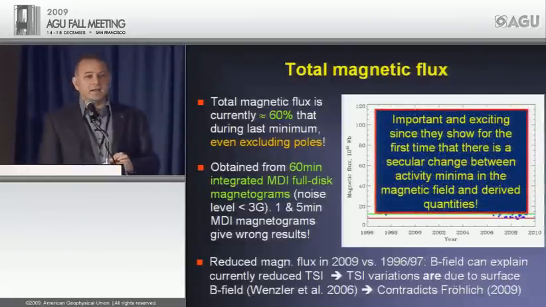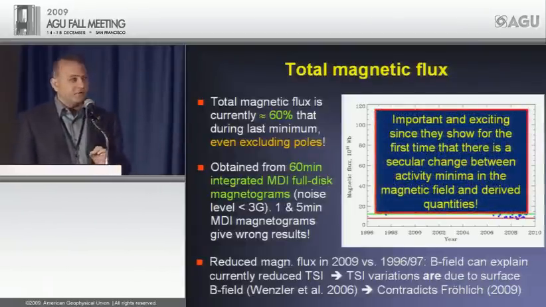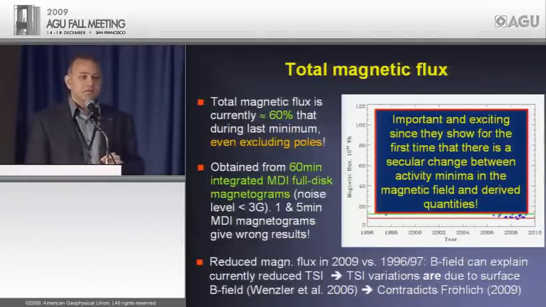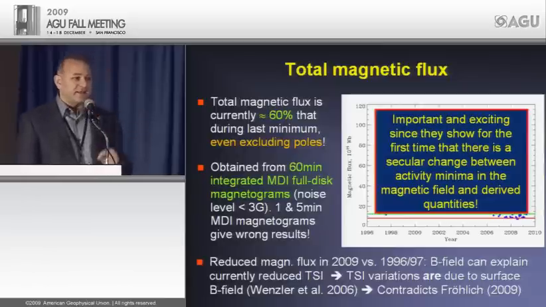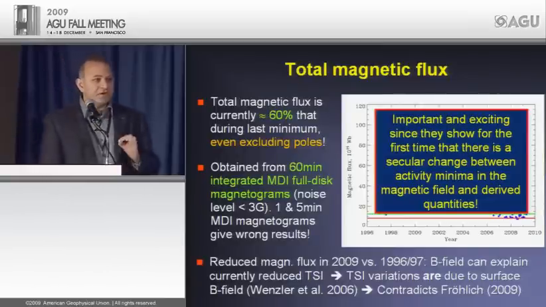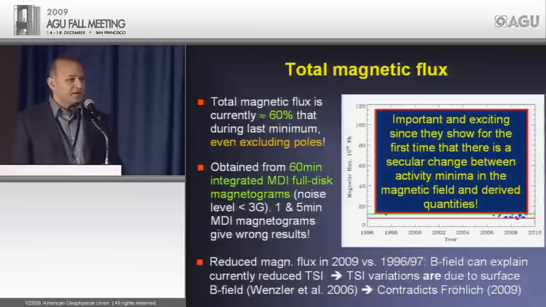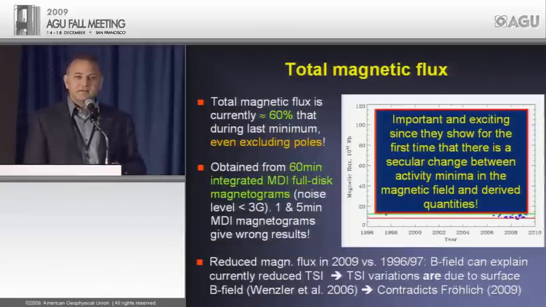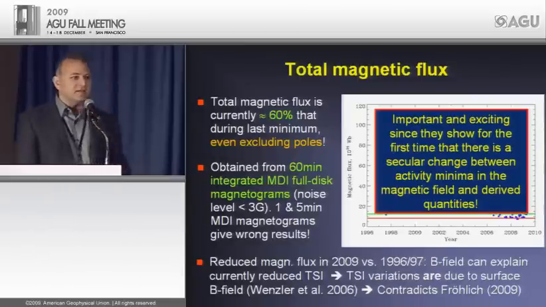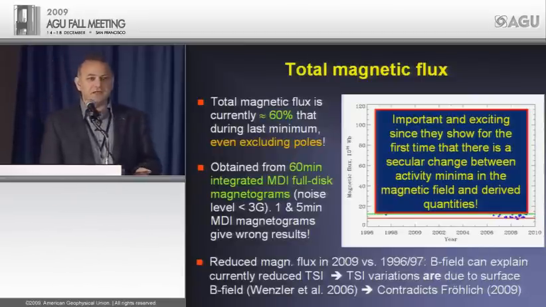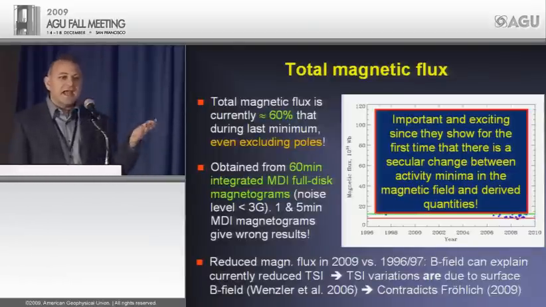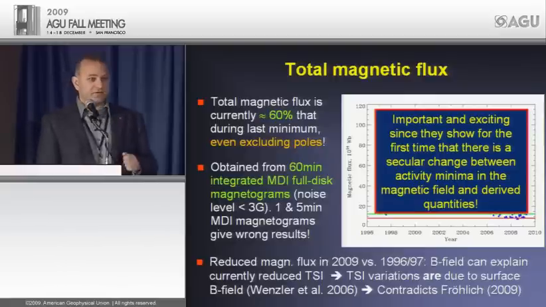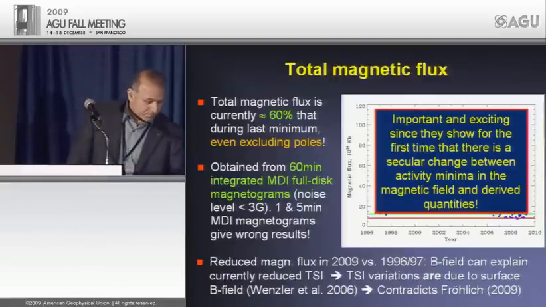Now, the thing I find most exciting from all of this is that for the first time we are seeing a secular change in very basic parameters of the sun: in the total magnetic flux, in the open magnetic flux, in the irradiance. This is something we have been discussing for a decade or two even, but now we actually have direct measurements showing us that. That, I think, is the most exciting thing to have come out of this minimum.